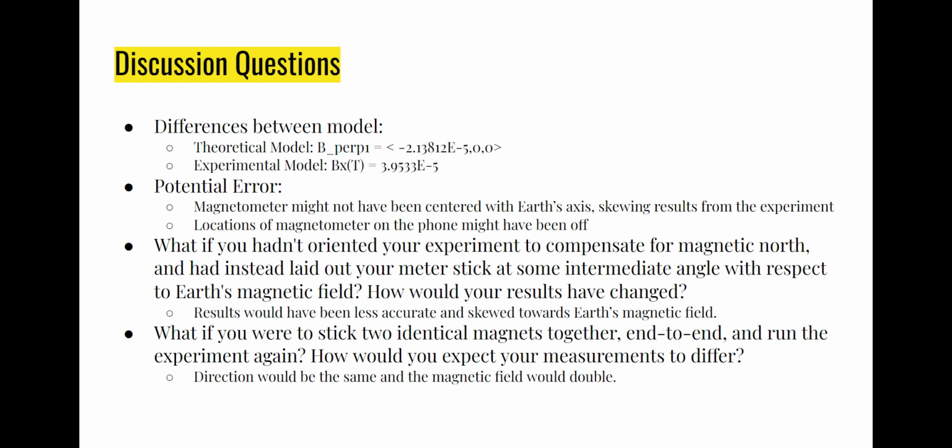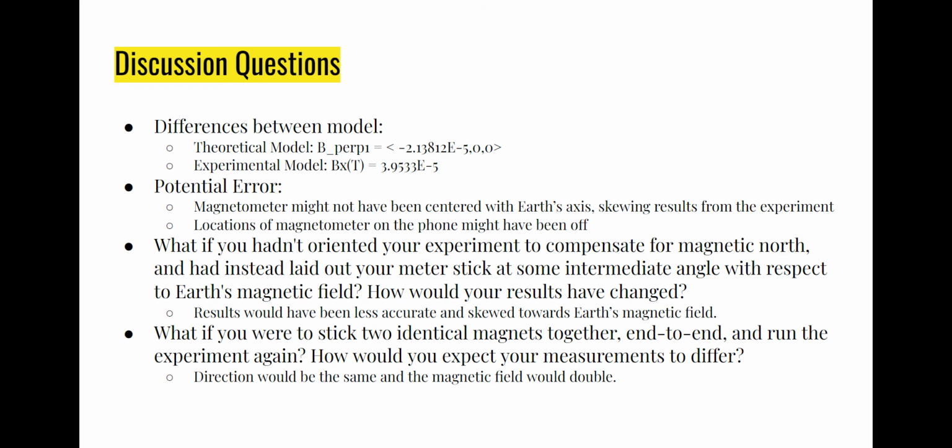So what if you hadn't oriented your experiment to compensate for magnetic north and had instead laid out your meter stick at some intermediate angle with respect to Earth's magnetic field? How would your results have changed? The results would have been less accurate and skewed towards Earth's magnetic field.